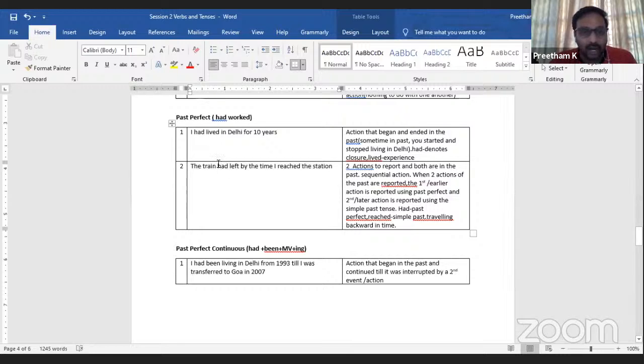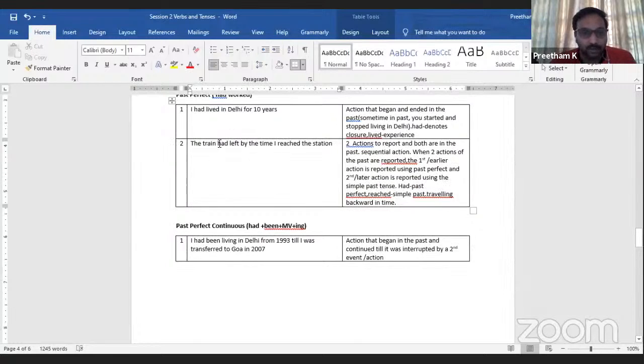So you have to use had with the verb that ends first. Here the train left first and then you reached. Therefore you have to use had with the verb that ends first. Two actions to report and both are in the past. Sequential action. When two actions of the past are reported, the first or earlier action is reported using past perfect and the second or later is reported using the simple past tense. So when you use had with the past participle, it is called past perfect.